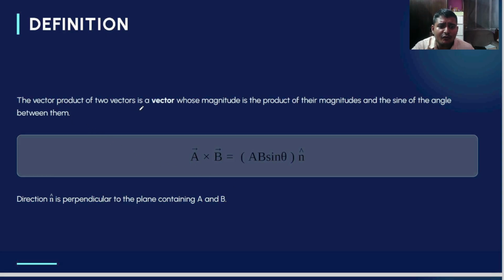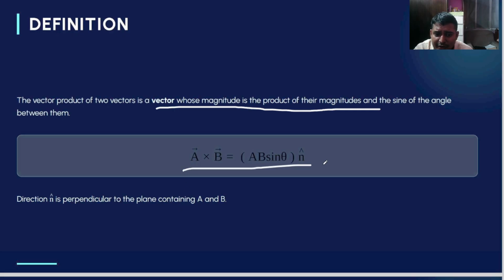Vector product of two vectors is a vector whose magnitude is the product of the magnitudes and the sine of the angle between them. Means a vector cross b vector equals ab sine theta into n cap. N cap represents a direction which is perpendicular to the plane containing a and b. Means a cross b, the resultant vector will be in the direction perpendicular to the plane which is containing a vector and b vector.